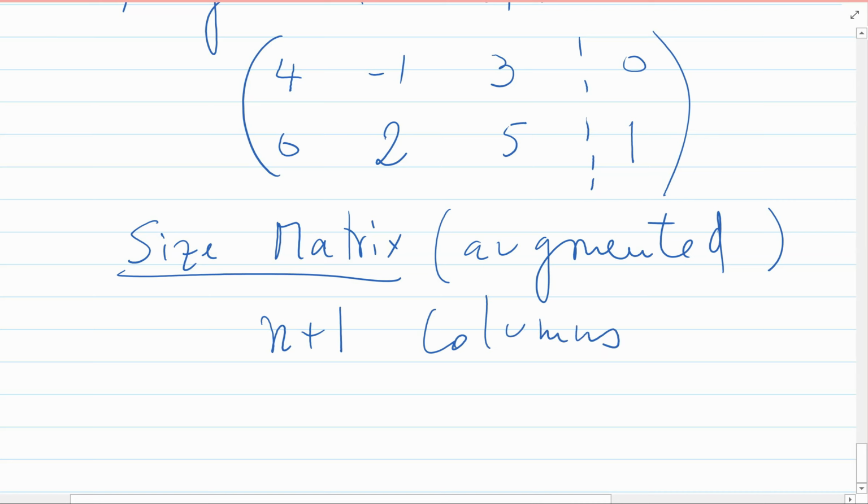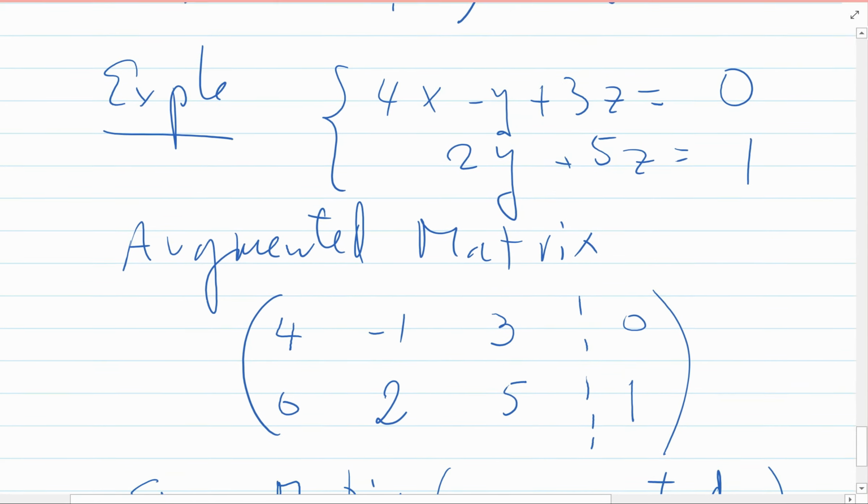And what about the number of rows? This is exactly the number of what? Equations. So m is the number of rows. Okay, so this is the case. I want just to add something here.